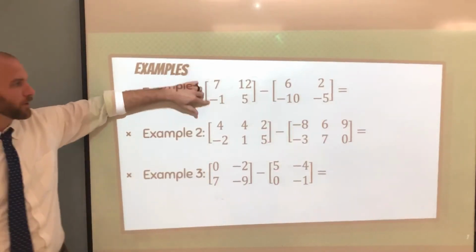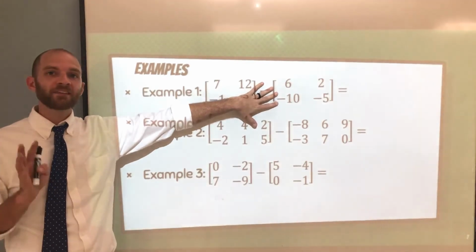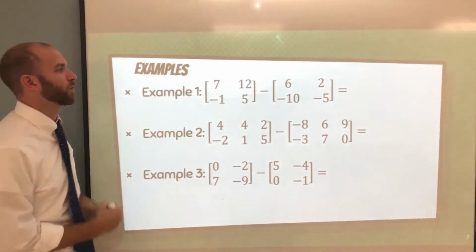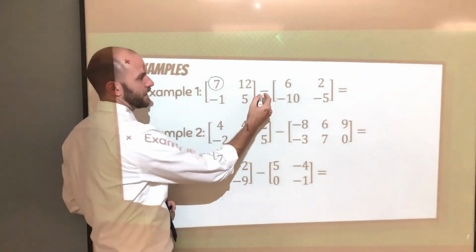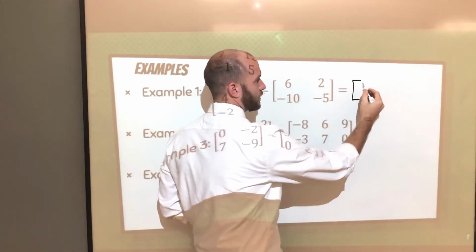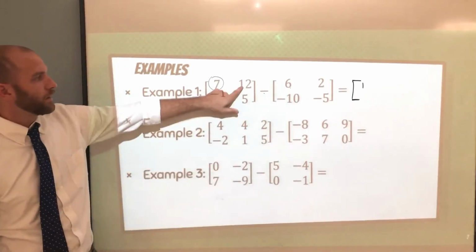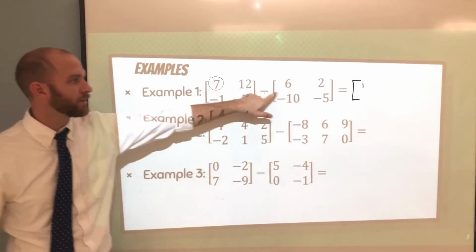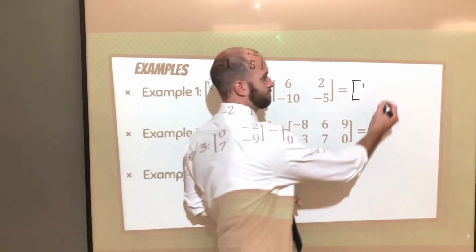Example 1, we've got a 2 by 2 matrix and a 2 by 2 matrix, so we can subtract them. They're the exact same dimensions. That works well. Let's take the 7 and let's subtract 6. 7 minus 6 gives us 1. In the second element up here, 12 minus 2 gives us 10.